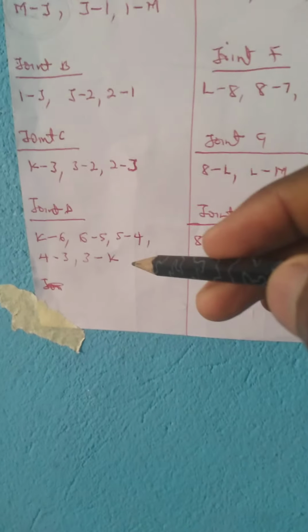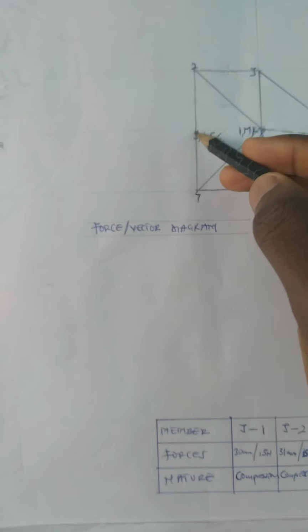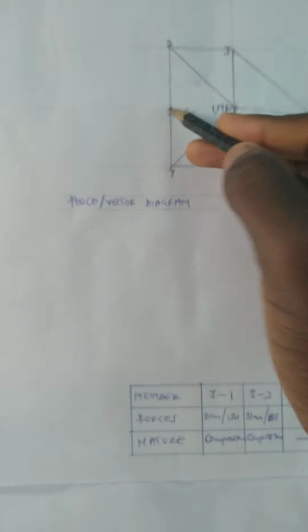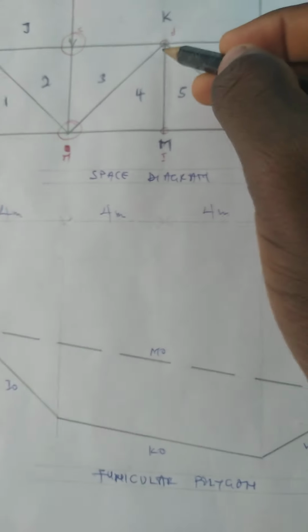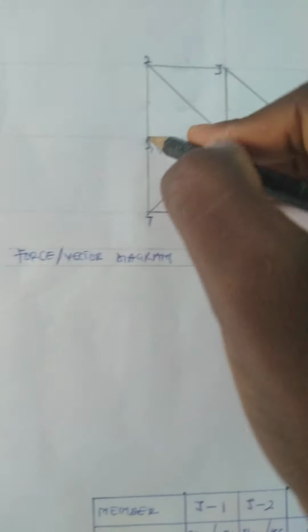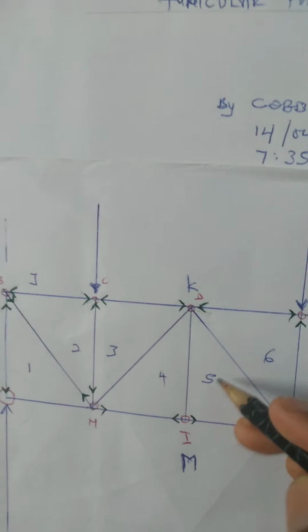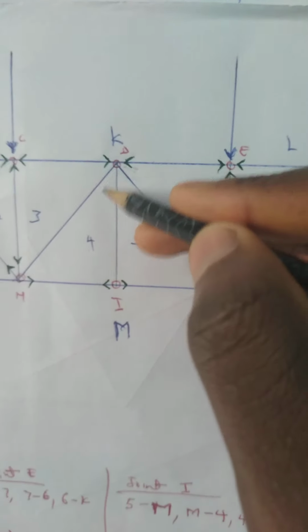The next member at joint D is 5, 4. This is 5, this is 4. They are both lying on the same point. So at joint D, for 5 and 4, what arrow will be here? Is it down or up? We've gotten to know that they are on the same point, so it's 0, so there will be no arrow. So this 5 and 4 member is not going to have any arrow, nothing.